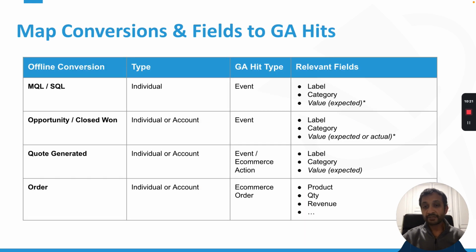So to do this right, what you're really going to want to do is identify all of those offline conversions and then map those to the types of hits that you'll be sending to Google Analytics through the measurement protocol. You're going to want to identify the type, whether that's account or individual, the GA hit type. Typically for demand generation type of scenarios, we use events. And for e-commerce, we use orders. And then identify the relevant fields in those hits and make sure you're accounting for all of them, including the value, either an actual value coming from the offline conversion or a predicted value if you can do that.